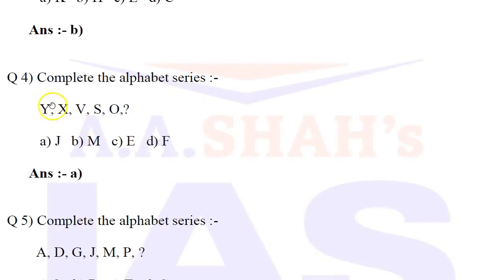Moving ahead to the fourth question. Complete the alphabet series. You have Y, X, V, S, O, dash. So here if you observe Y and X, Y minus 1 would give you X. Now X and V. X minus 2 would give you V.